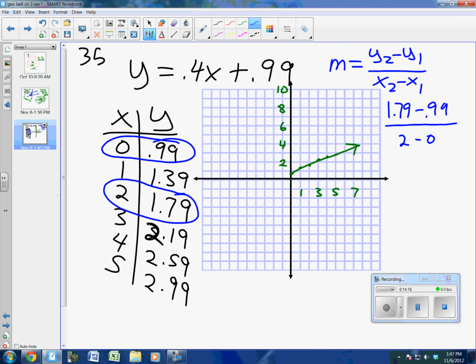What's $1.79 minus 99 cents? Is that 80 cents? 0.80 over 2. And what's 0.8 divided by 2, you guys? It's 0.4, right? Okay, now, what does it represent? Guys, what does this 0.4 represent? The average rate of change.